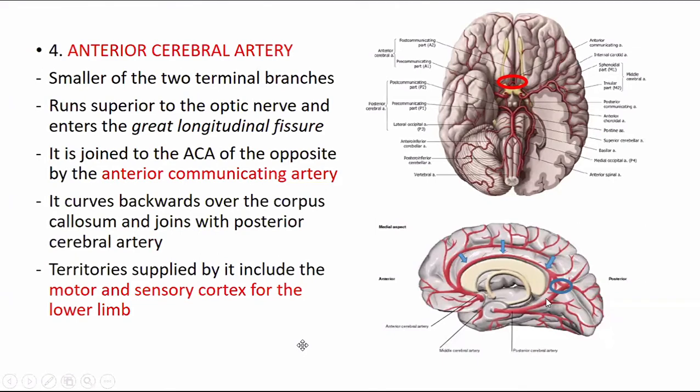Now, the anterior cerebral artery curves backward. If this is a sagittal cut, where we see the medial surface of the brain, the anterior cerebral artery, follow this arrow, curves backward over the corpus callosum. This is your corpus callosum. This is your anterior cerebral artery, and then it joins with the posterior cerebral artery on the posterior side. So actually the ACA joins with the PCA. Now, the territories supplied by this artery include the motor and sensory cortex for the lower limb alone. We will discuss it further later.